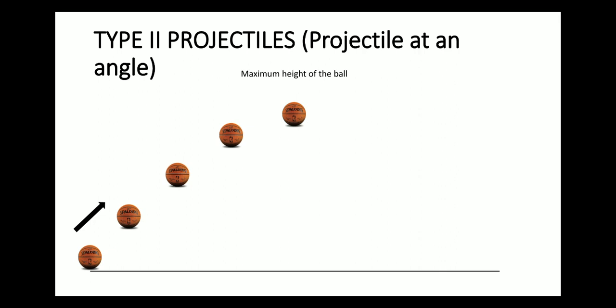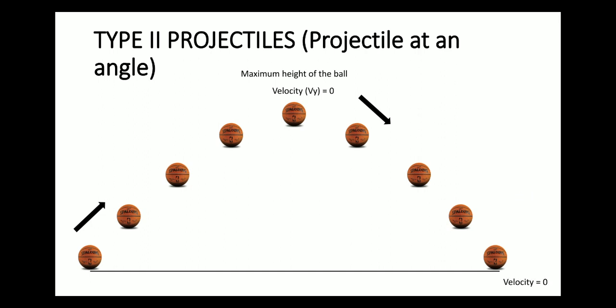Now, the tendency of the ball, if it reaches the maximum height, is to stop. So, we can say that the final velocity, or velocity Vy, of the ball at this position is 0. Then, after it stops, the tendency of the ball is to go down, going to the ground. The ground is the final position of the ball.